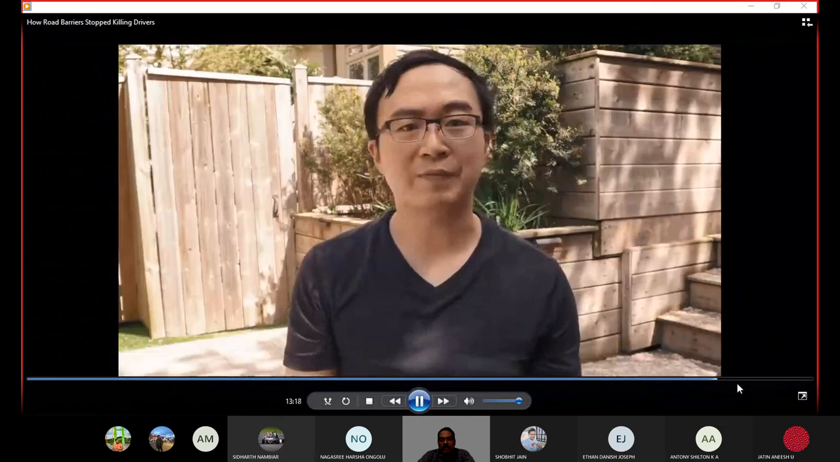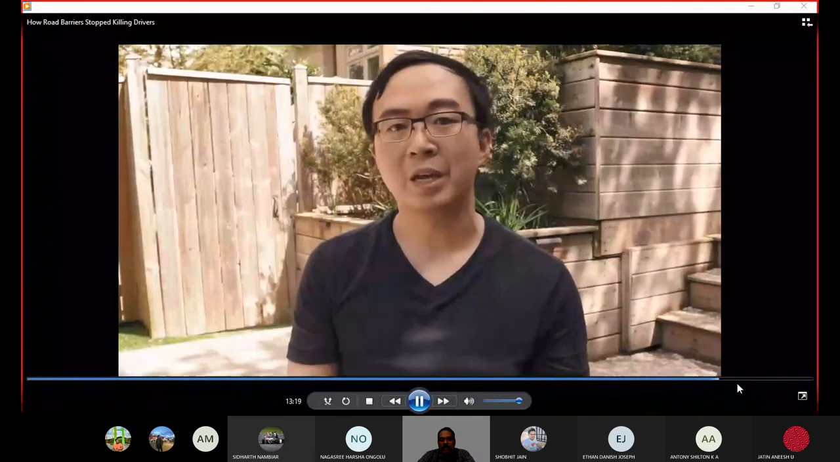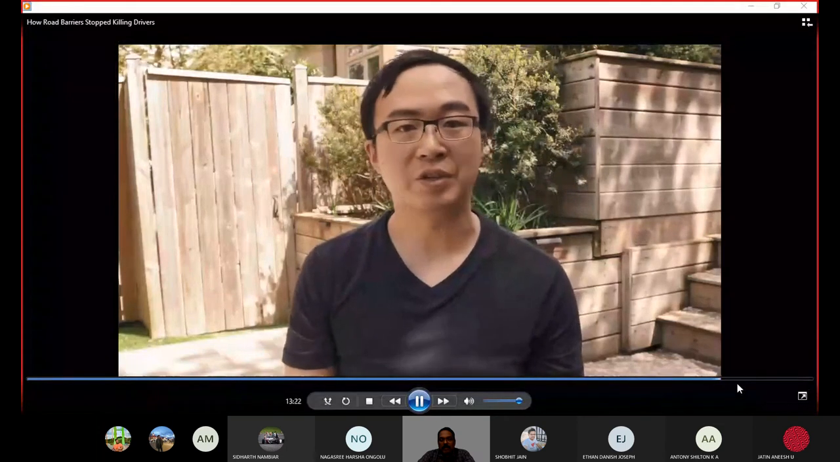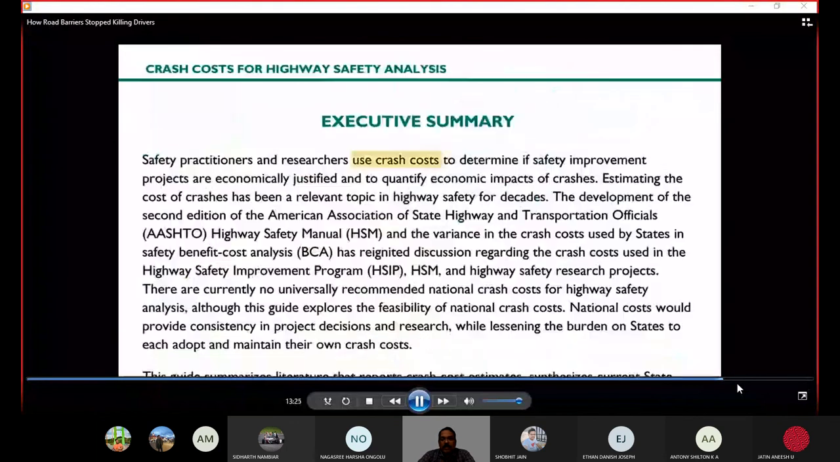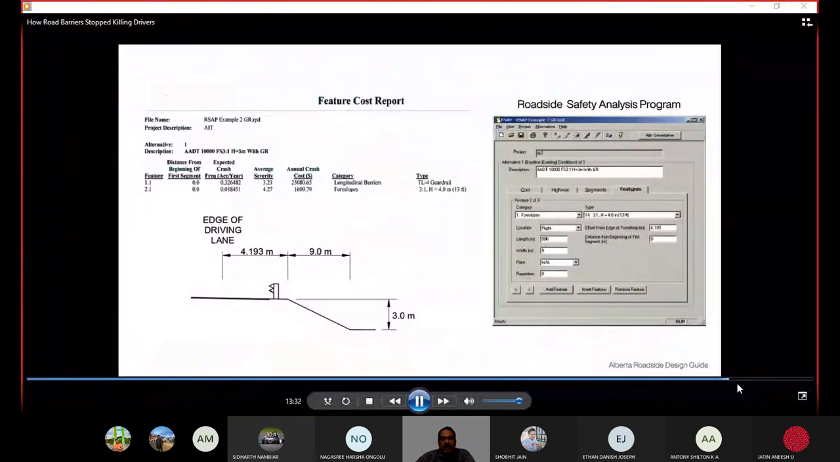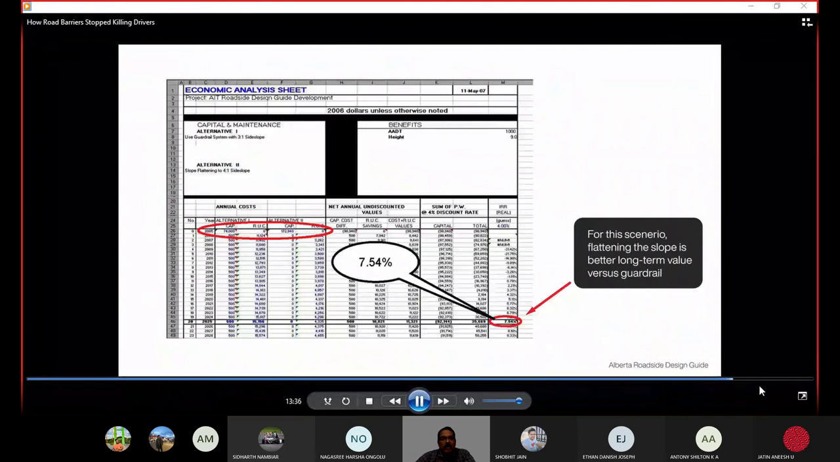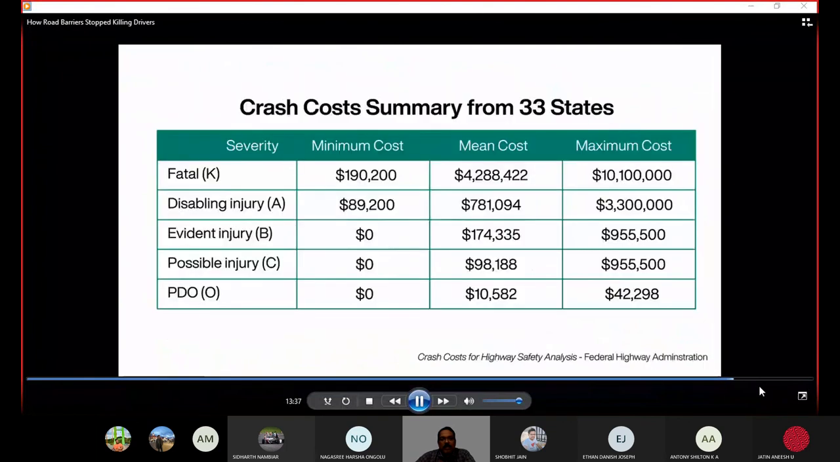That brings us to how governments figure out how much money is worth spending to save your life or prevent a serious injury. Those values are called crash costs and are used to determine if safety improvement projects are economically justified. Engineers compared costs like adding a barrier to the benefits like saving your life to figure out what safety measures should be added. Governments value your life and limbs differently.